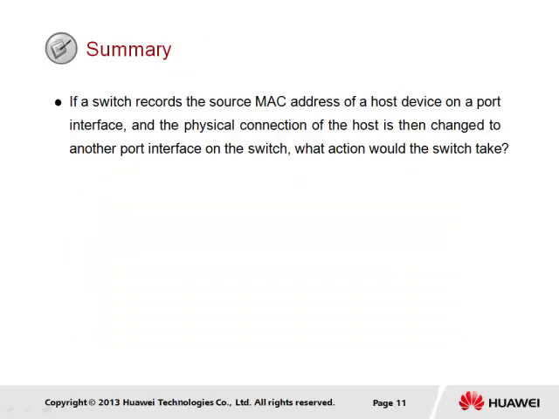In summary for this section, then, we just have one question here, and this asks: if a switch records the source MAC address of a host device on a port interface, and the physical connection of the host is then changed to another port interface on the switch, what action would the switch take?